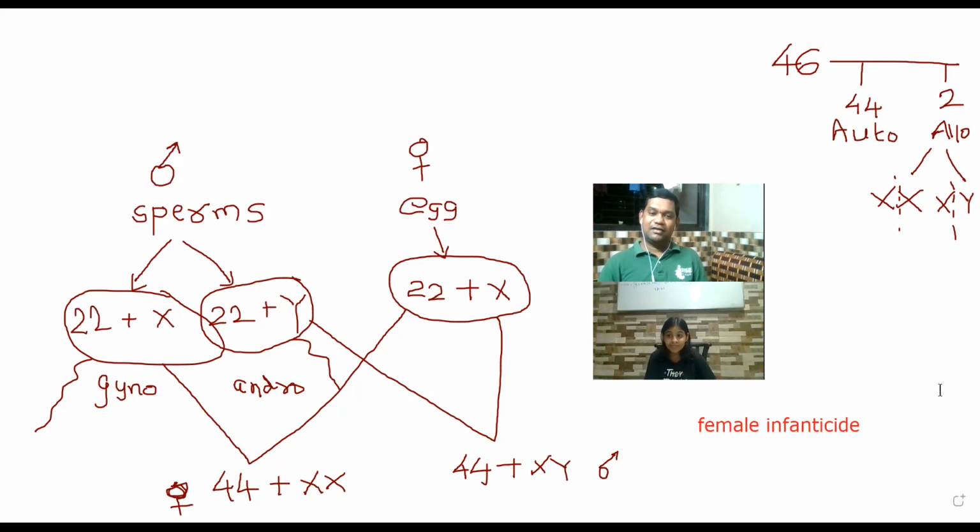The other thing is that in many cases, even now in some places, the woman is tortured by family members, saying you always give birth to a girl child, you cannot give a boy. But if you look at this cross, it is not in the hands of the female at all, because the female is producing only one type of gamete. It is the male who produces two types of sperms. Whichever type of sperm fuses with the ovum determines the sex of the child.